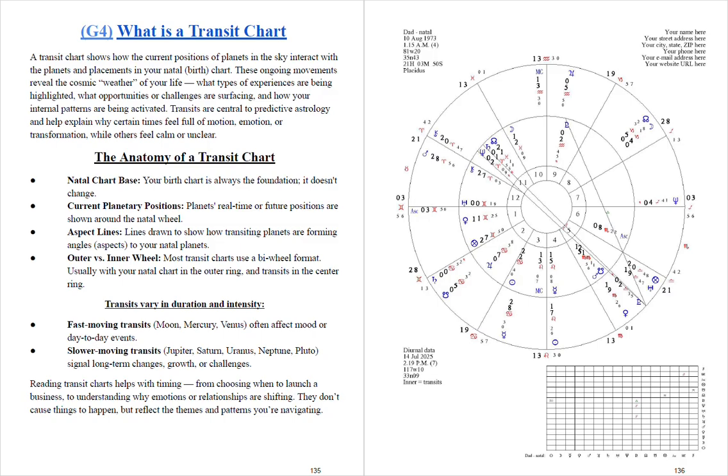A transit chart shows how the current position of a planet in the sky interacts with the planet and placement in your natal birth chart. These ongoing movements reveal the cosmic weather of your life: what types of experiences are being highlighted, what opportunities or challenges are surfacing, and how your internal patterns are being activated. Transits are central to predictive astrology and help explain why certain times feel full of motion, emotion, or transformation, while others feel calm or unclear.